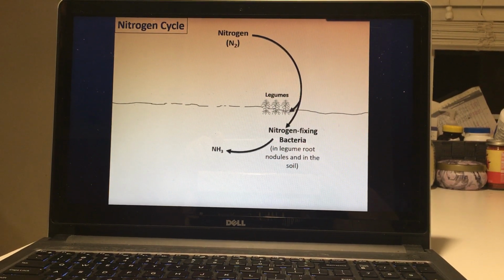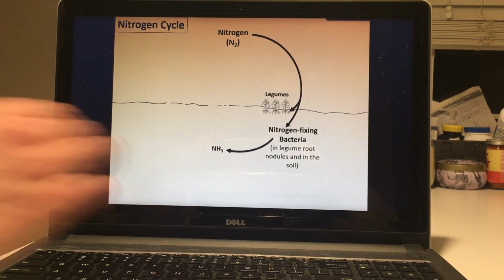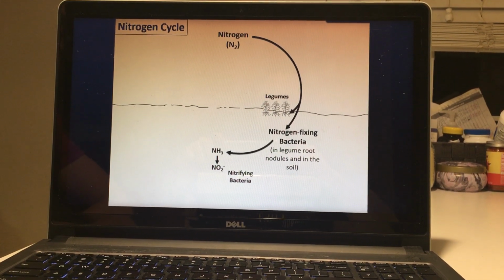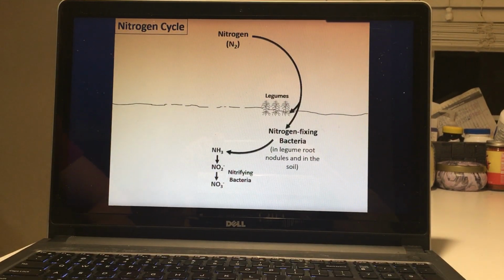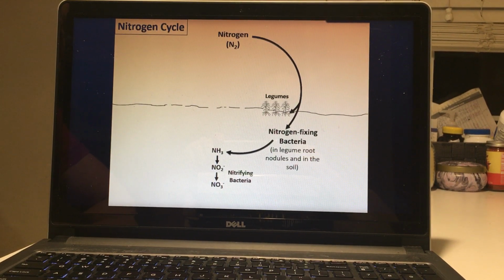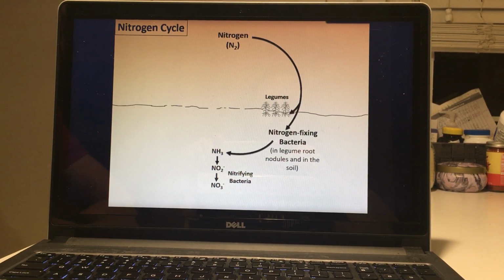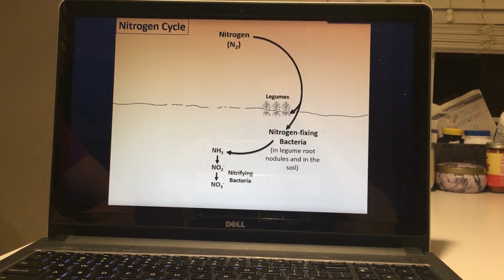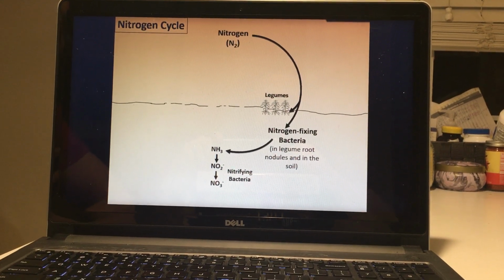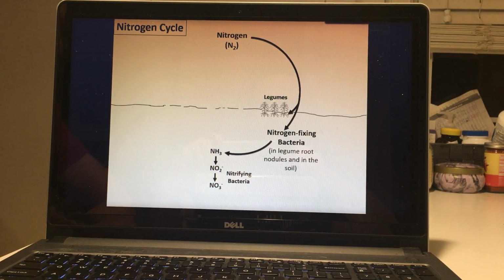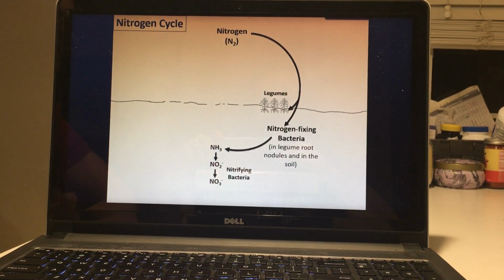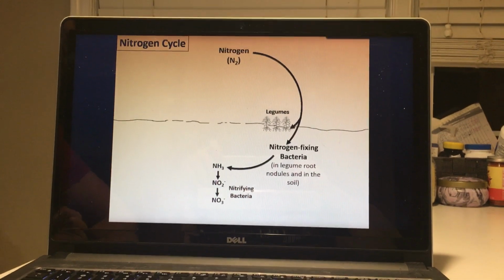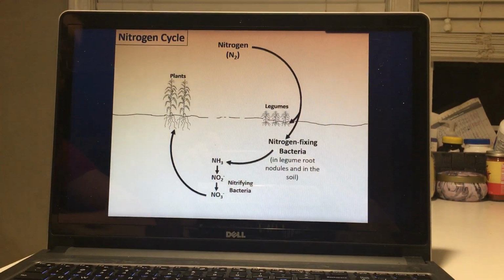Once we have ammonia in the soil, nitrifying bacteria convert ammonia into nitrites, which is NO2, and actually nitrates. There are many different types of bacteria that can convert ammonia into nitrites, but there is only one group of bacteria that can convert nitrites into nitrates, so it's actually even more uncommon. But you can think of nitrifying bacteria as the kind of bacteria that make nitrogen available for the living things in the ecosystem because nitrates are going to be used by plants.